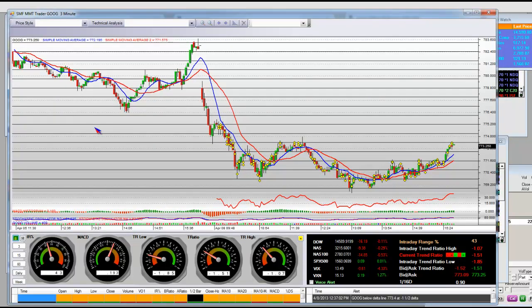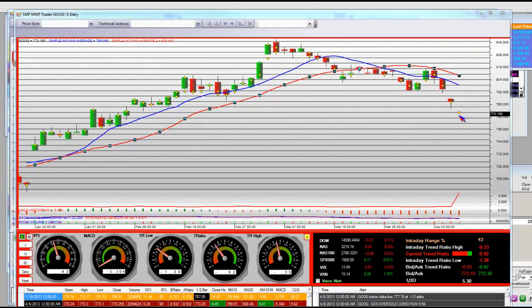Now, we've been featuring it every single day. Once again, we continue to get more technically deteriorated. This is a 3-minute chart, of course. I will be happy to pull up a daily, which I'll do now. Here's a daily chart in the MMT platform.